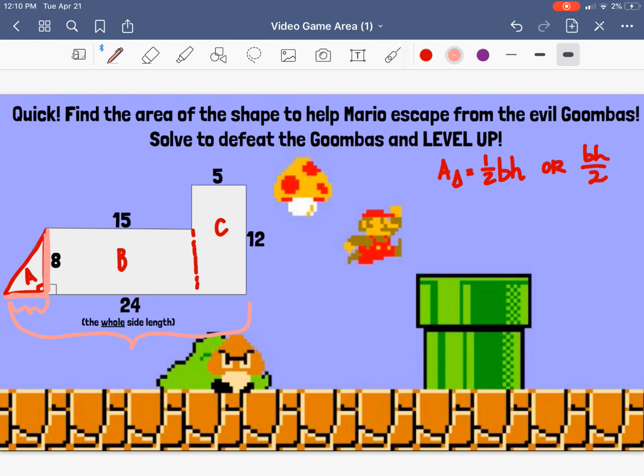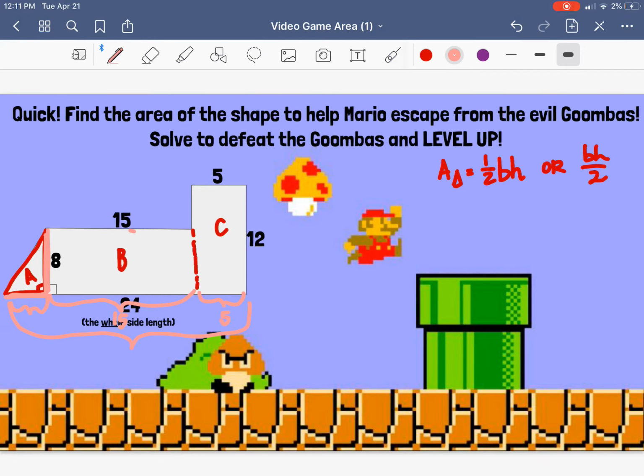Well, let's look at rectangle B. We know in rectangles, opposite parallel sides are congruent. So if the top of rectangle B is 15 units, that means this part is also 15 units. Rectangle C also helps us. If the top dimension is 5, this bottom dimension is also 5 units.